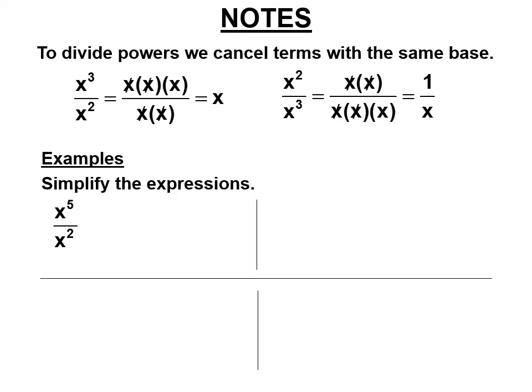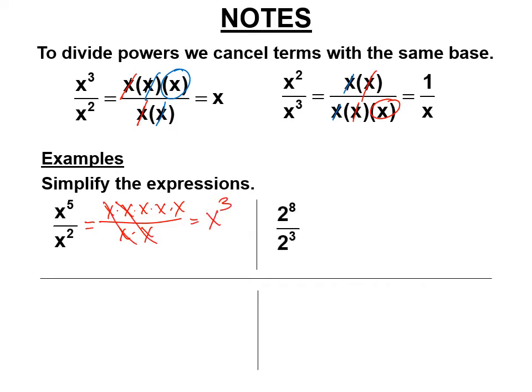So we can cancel the terms with the same base, right? So if we have x cubed over x squared, we can cancel those x's. And then we could cancel these x's. We have 1x up top. Or we could cancel those x's, and we could cancel those x's, and we have 1x on the bottom, or 1 over x. So what's this? It's x to the fifth over x squared. All right, so those cancel, and what do you get? You get x cubed.